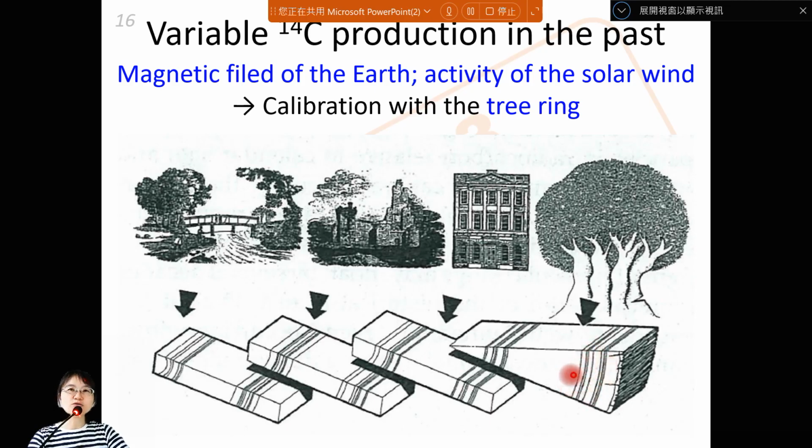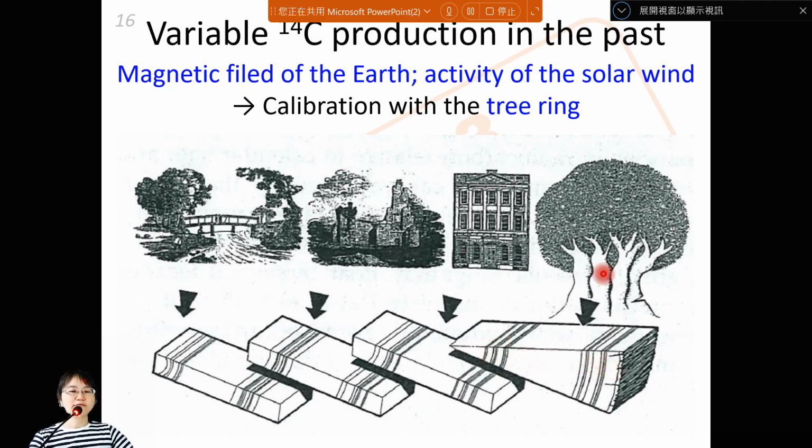By counting the rings, you can reconstruct the year for the past. Then you can compare the counted year from the ring and the measured year from C14. You have to assume that your ring is more accurate, because this is something you see with your bare eye, and C14 can be influenced by the variable C14 production rate in the atmosphere. We have to assume that the tree ring is more correct than C14.